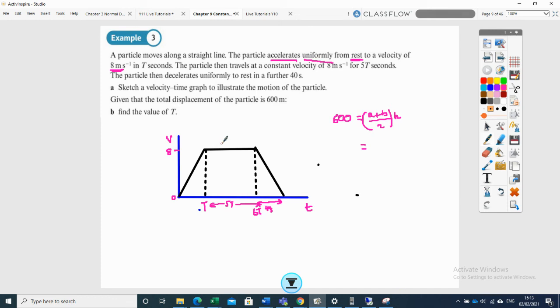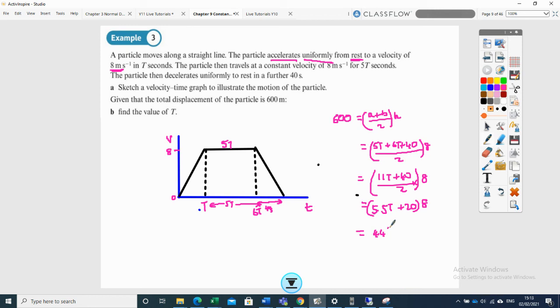The A is equal to this, that is 5t. The B is all the way across here, so it's 6t plus 40, all over 2, multiplied by the height, which is 8. So you can work this out. So (11t plus 40) over 2 times by 8. So that's (5.5t plus 20) times by 8.